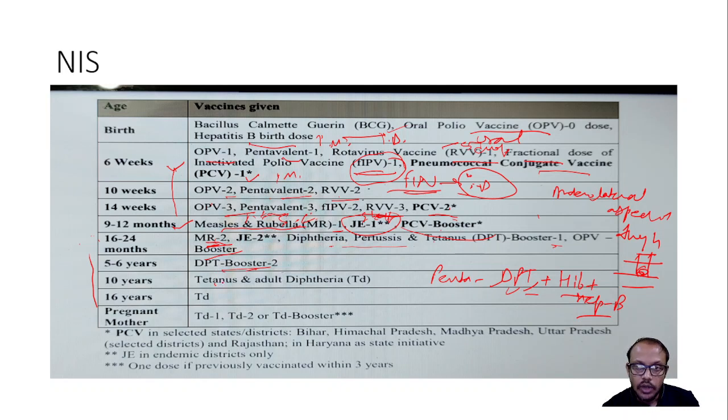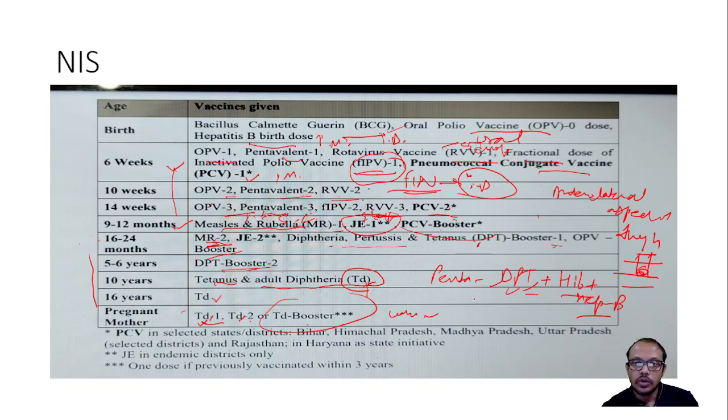At 10 years, earlier TT was given, now tetanus and diphtheria, TD, is given, with a small dose of diphtheria, not an equivalent dose, that is why it is written in small letters. So it is called tetanus diphtheria toxoid. At 16 years TD is given. In pregnancy, earlier TT was given, now TD is given, with the small dose of diphtheria added. TD1 and TD2. When the pregnancy is within 3 years, only one dose is given, called the TD booster.